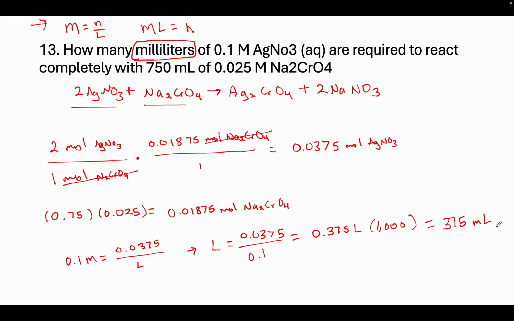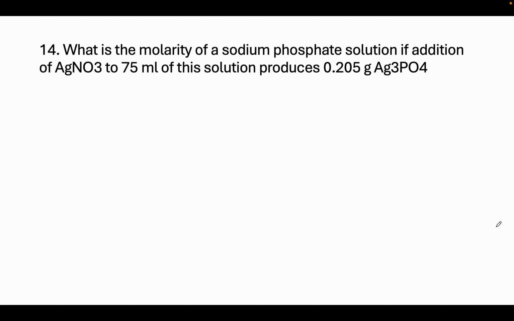Final round, number 14. What is the molarity of a sodium phosphate solution if addition of AgNO3 to 75 milliliters of this solution produces 0.205 grams of silver phosphate, Ag3PO4? Okay. Right off the bat, we got 0.205 grams.